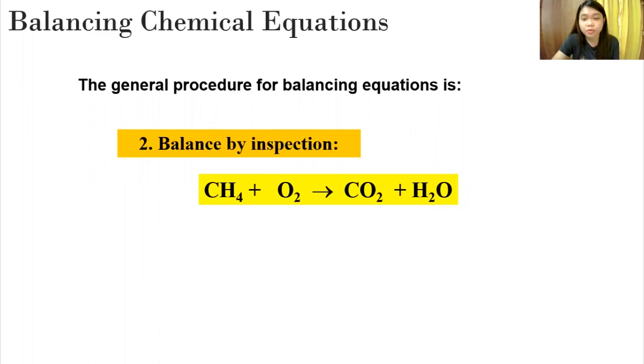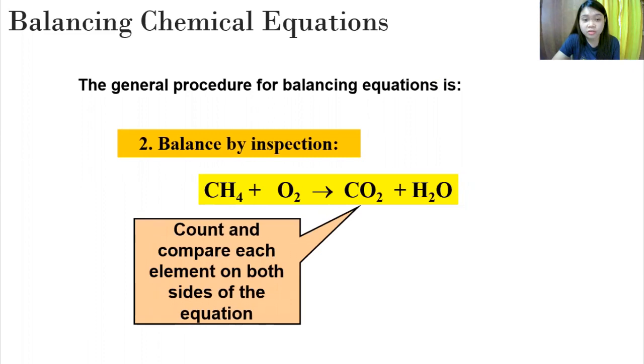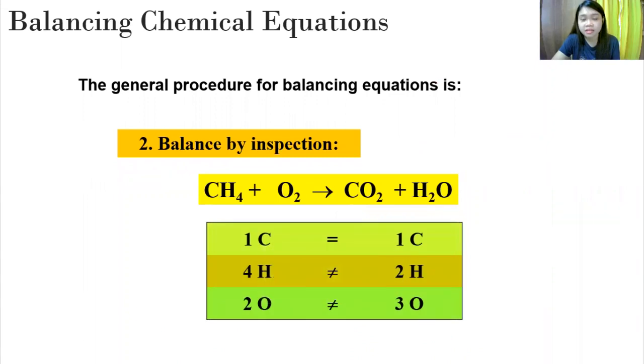What we mean by inspection is that we need to check the number of atoms present on each side for every element that is present in the chemical equation. So we need to count and compare each element on both sides of the equation. How do we do that? We need to count how many carbon atoms, how many hydrogen atoms, and how many oxygen atoms are present on both sides of the chemical equation.